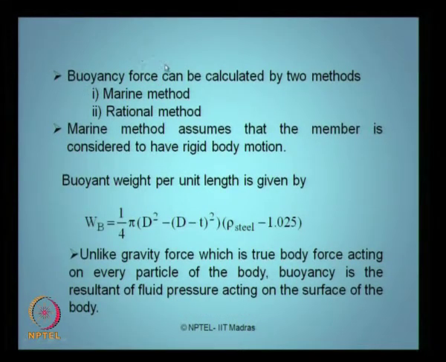Now the buoyancy force can be computed by two methods. One is what we call the marine method, the other is what we call the rational method. The marine method assumes that the member is considered to have rigid body motion. In that case, the buoyant weight per unit length of the member is given by this equation. Unlike the gravity force, which is truly a body force acting on every particle of the body, buoyancy is the resultant of fluid pressure acting on the surface of the body.